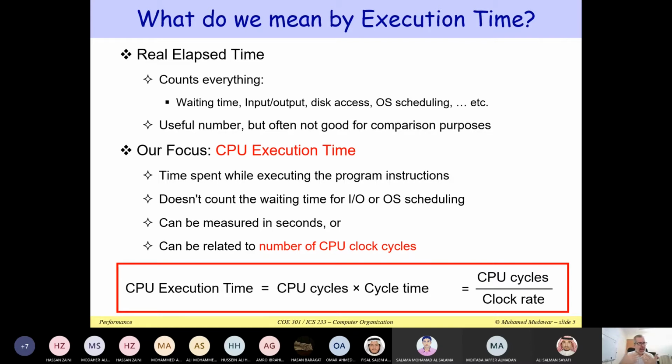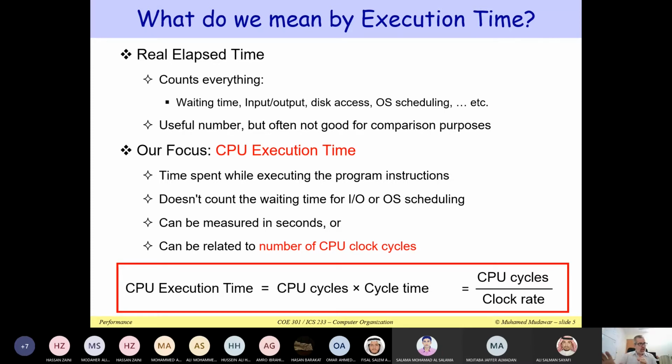So here we look at the time while the CPU is executing the program instructions. That's the time the program is spending running on the CPU. Again, we're not going to count the waiting time for input and output. If the program is reading, let us say, a file from the disk, it's waiting, so this is waiting time. We're not going to count this because this is related to how fast the disk access is, how long it takes to access and read the file from the disk.